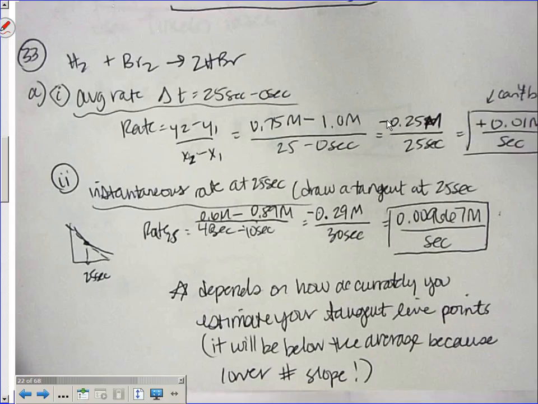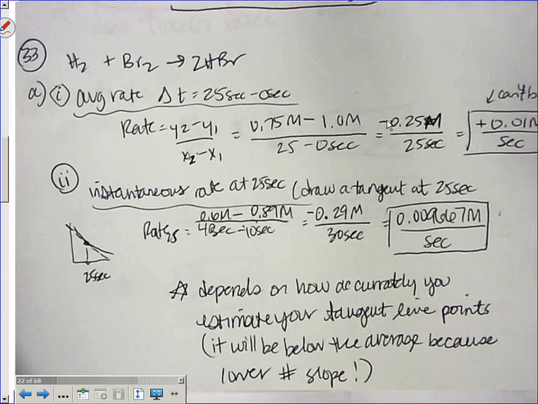So average rate, I always take really close to the end and really close to the beginning because it's going to give us our average rate from start to end. And so I took my 25 seconds terminal time, 0 seconds initial time, and did y2 minus y1. So basically you are doing the slope of change in concentration over change in time, because rate is change in concentration over change in time. So if you do y2 minus y1 over x2 minus x1, so rise over run, plug in your values of your concentration at these two times, 25 seconds and 0 seconds.